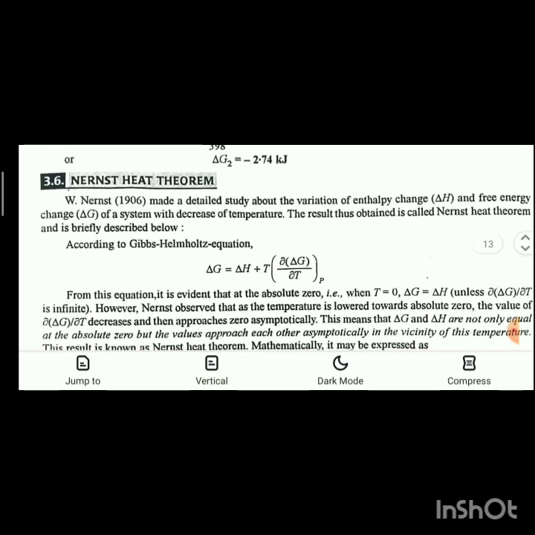Nernst heat theorem. W. Nernst in 1906 made a detailed study about variation of enthalpy change and free energy change of a system with decrease of temperature. The result thus obtained is called Nernst heat theorem and is briefly described below.